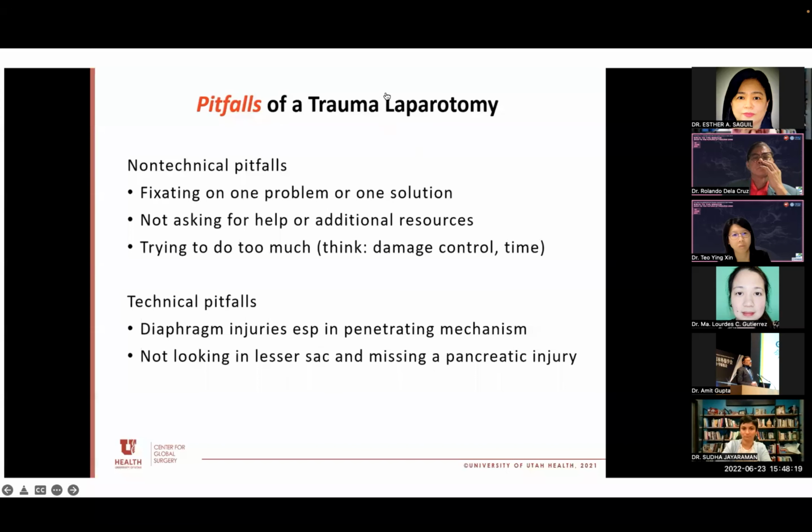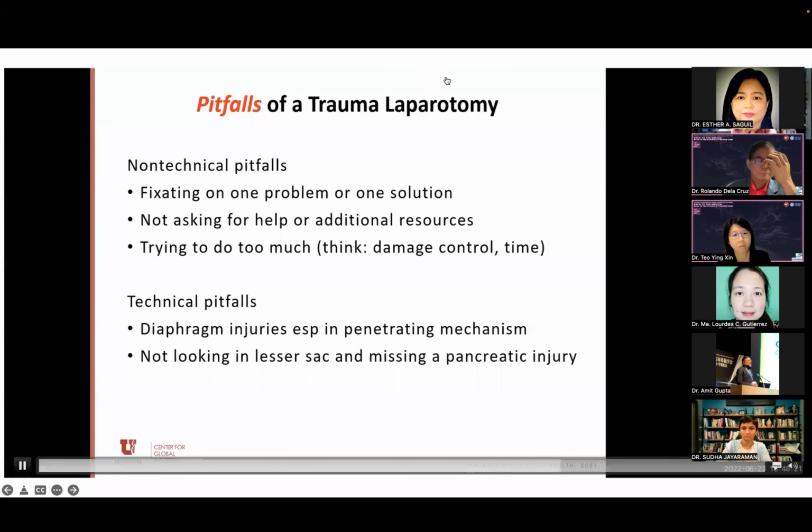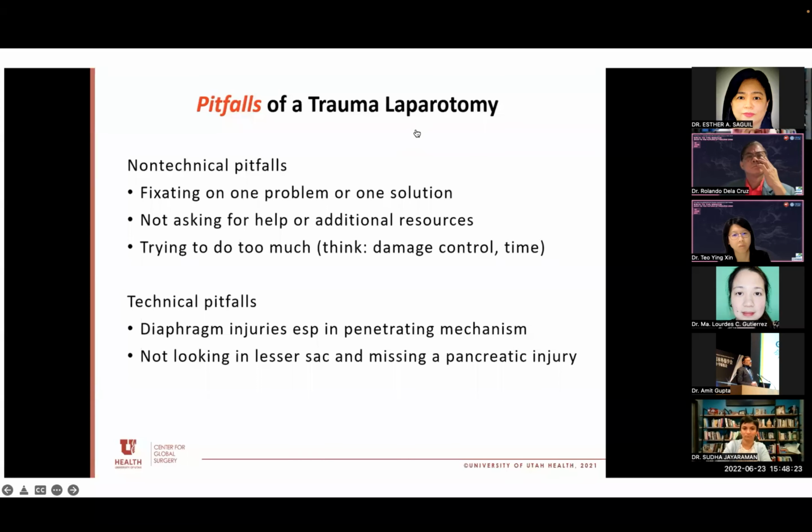The third pitfall I want to warn you about is to try to do too many things in this first operation. In general, I try to be done with the operation within 1 hour of entering the operating room because I want to focus on stabilizing the patient. And so at that point, you need to assess whether this is an operation that can be concluded immediately, or if this needs to be a damage control operation, which I'll tell you about shortly.